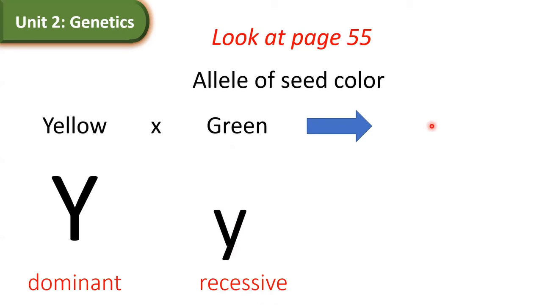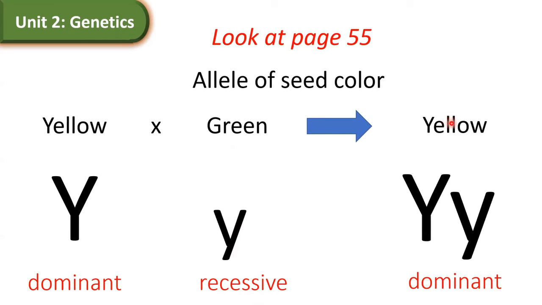So what do you think is the offspring, or the seed color, if you combine yellow and green? It will be yellow. Why yellow? Because yellow is a dominant trait and green is just a recessive trait. So your green will stay low or hidden, because you have the stronger trait, which is yellow.